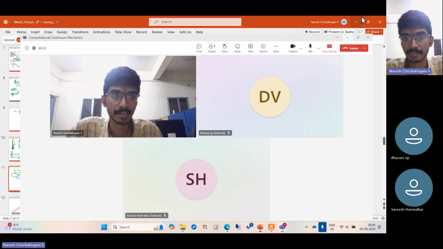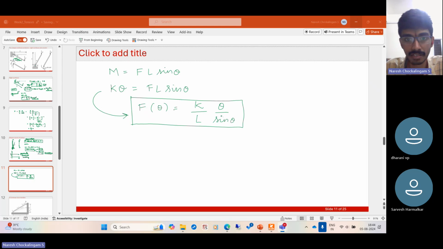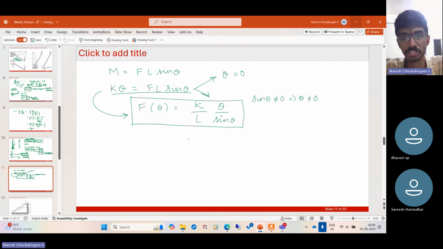Have I made any assumption while going from this to this? Here there is no. Here it's all clear. I'm just substituting things here. What did I do here? I've divided on both sides by sine theta. But when is it allowed? It is allowed when sine theta is not equal to 0, which means theta is not equal to 0. So this equation can be satisfied either with theta equal to 0 or with this condition. So again, we have two solutions.